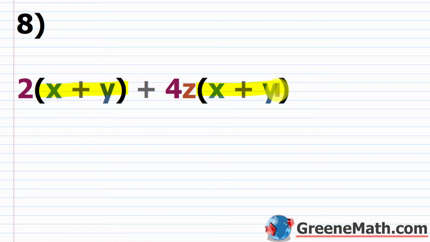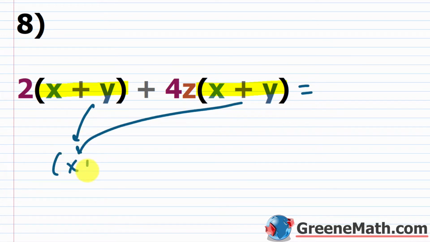So this quantity x plus y is what we can factor out. So let me put equals, and I'm going to put x plus y out in front. And I'm going to put some parentheses here. And what's left? Well, I would just have a 2, and then plus, I would have a 4z.